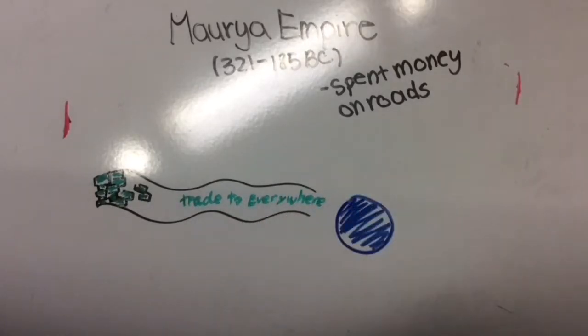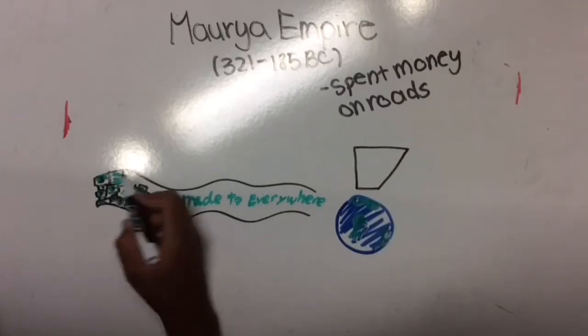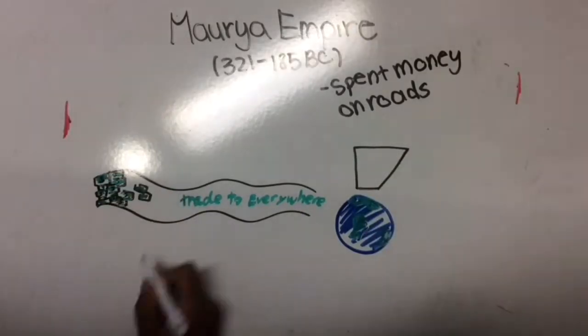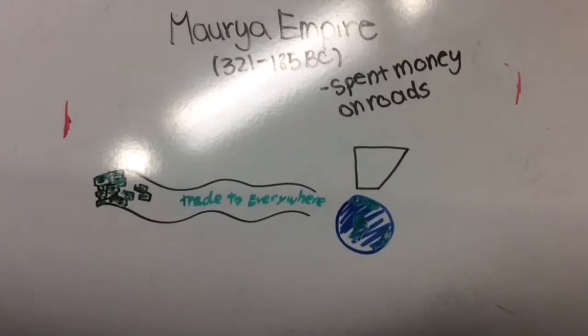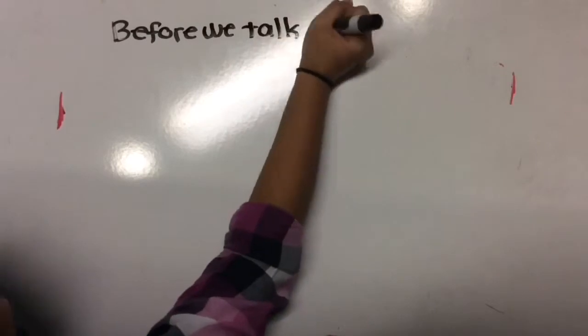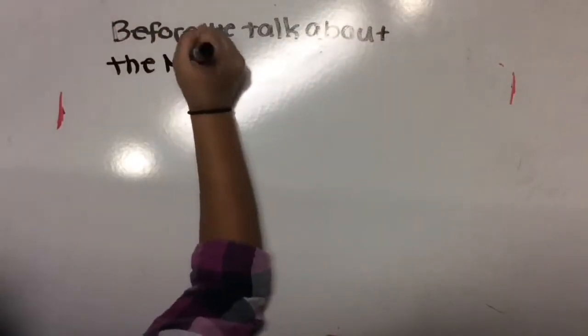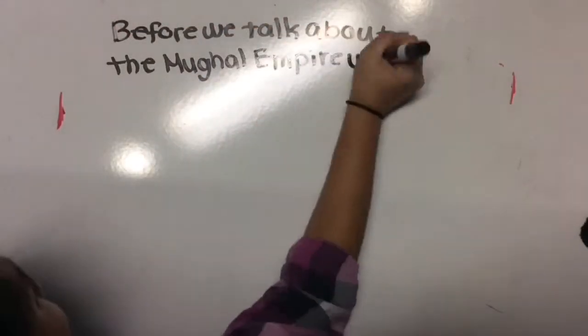Before we get into the meat of this whole unit, we need to mention the Maurya Empire. The Maurya Empire took place throughout 321 to 185 BC. The reason we mention it is because the rulers of this empire spent a large deal of money on roads, which in the future became very secure trade routes.